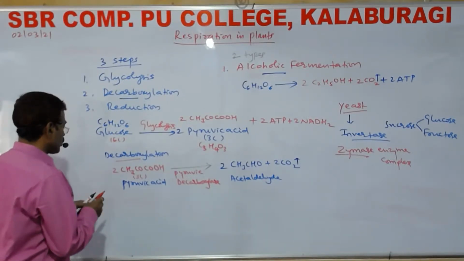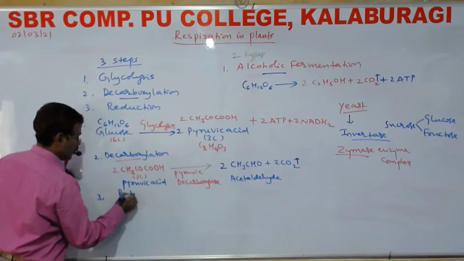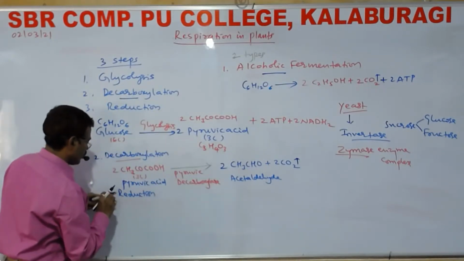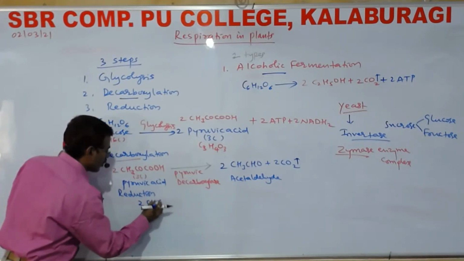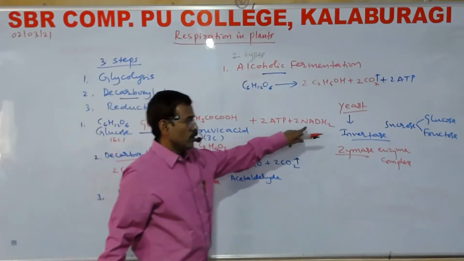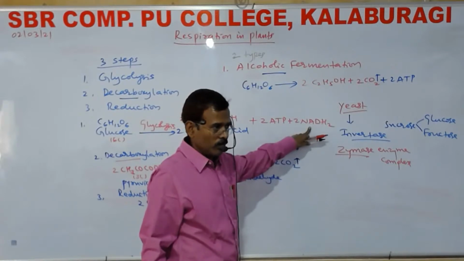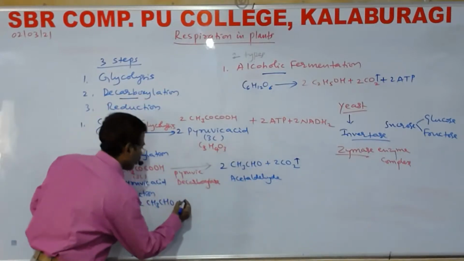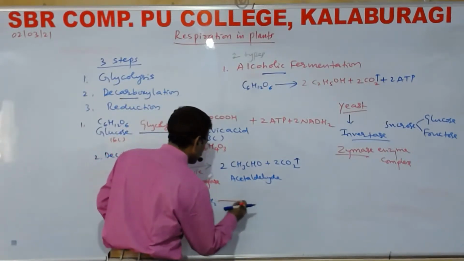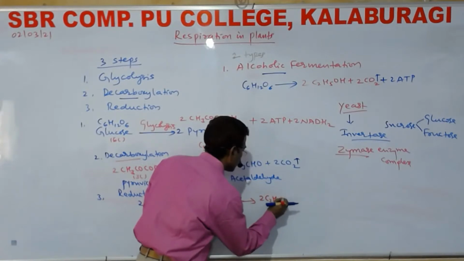Now, what is the third step? Reduction. In the reduction step, what happens? The two molecules of acetaldehyde formed here will be reduced by the reduced coenzyme which is produced in glycolysis, NADH, nicotinamide adenine dinucleotide reduced form. This reduced coenzyme will reduce the acetaldehyde into two molecules of ethyl alcohol.